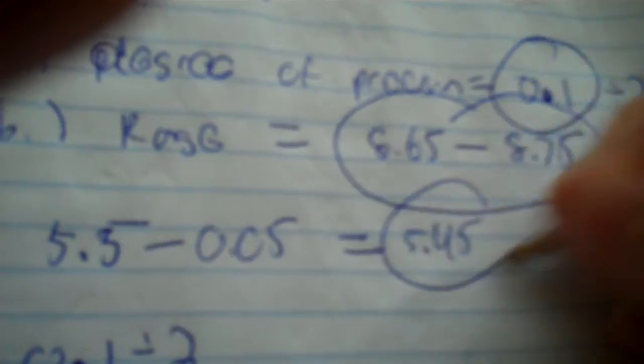0.05, and I subtract, and that's the answer. I don't need to find the maximum, just the minimum. So take your degree of precision divided by 2, and then minus it. 5.45. Okay, 33. Now you start doing your unit conversions.